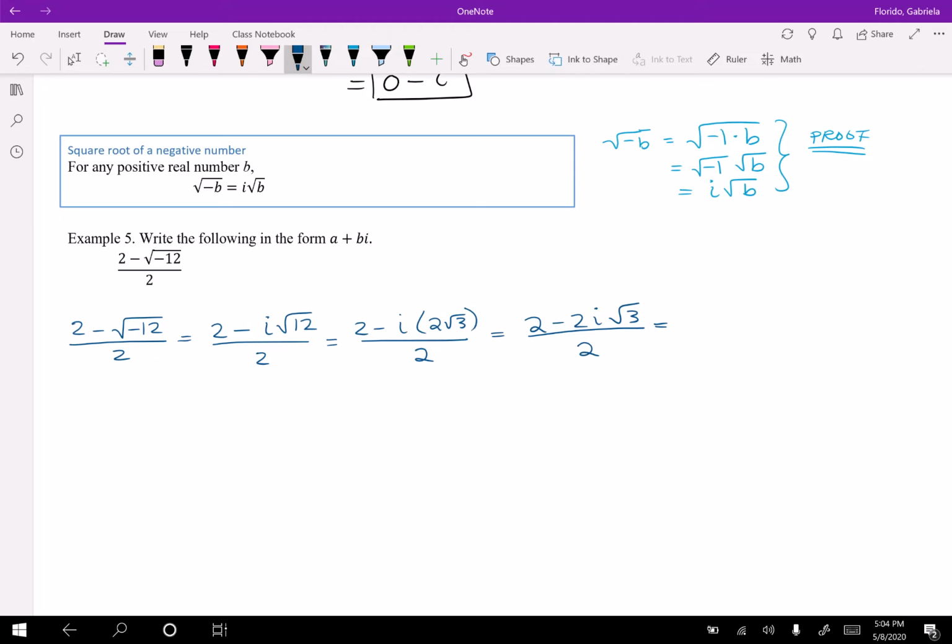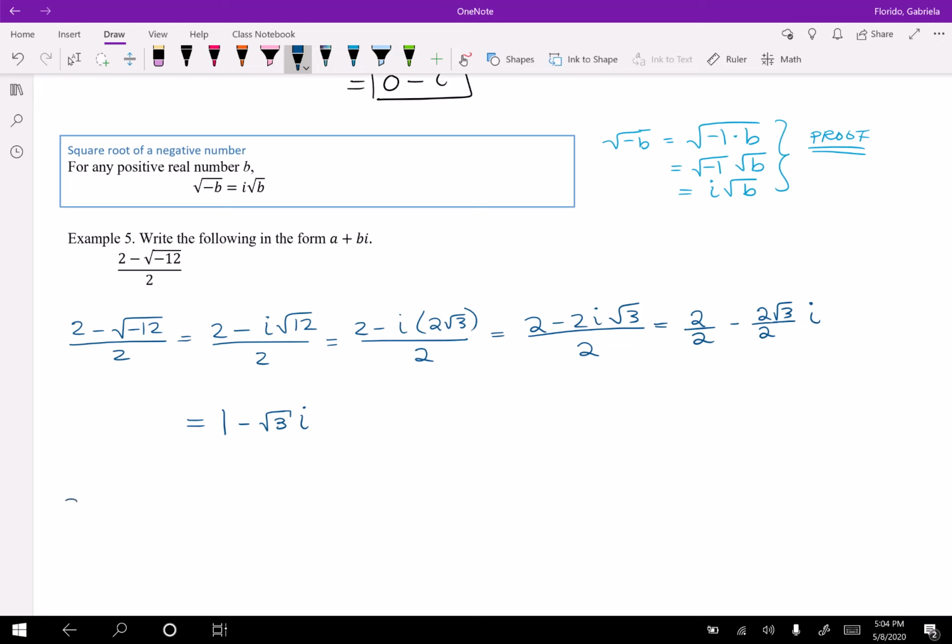And remember, we wanted an a plus bi, so we wanted two separate parts, the real part and the imaginary part. So the real part is 2 over 2, and the imaginary part is negative 2 square root of 3 over 2, and then times i. So this simplifies here to 1 minus the square root of 3 i. So here's my real part, here's my imaginary part.